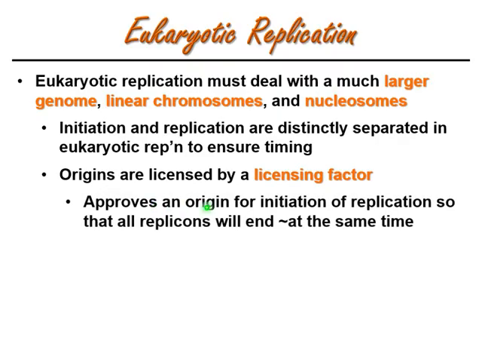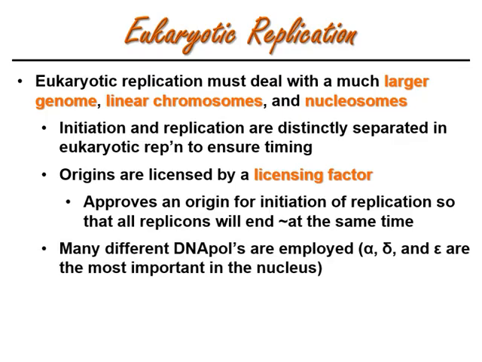And so it approves an origin for replication so that when you're completed with this process, all the chromosomes will be completing the DNA replication process at the same time. And so many different DNA polymerases are employed, right? Alpha, beta, gamma, etc. And the most important are going to be the ones in the nucleus.